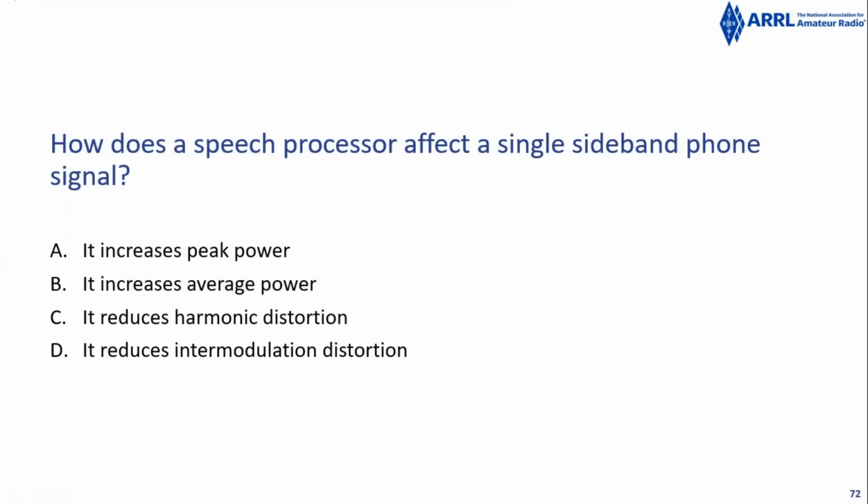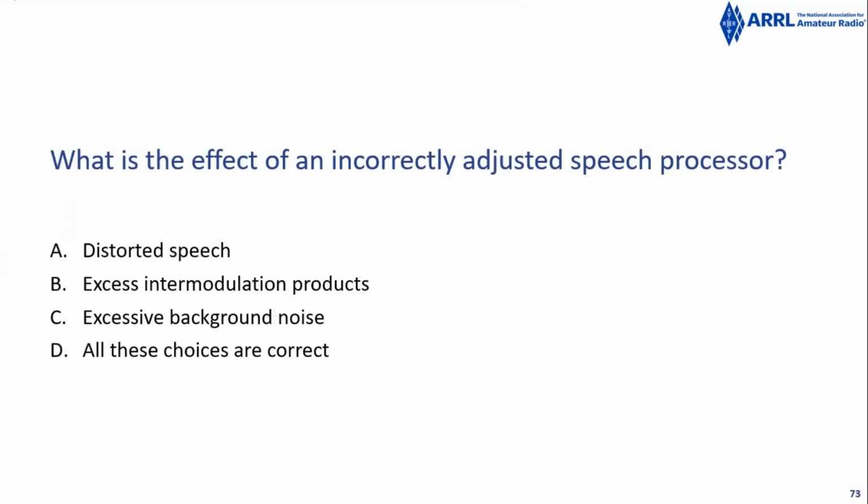How does a speech processor affect a single sideband phone signal? Increases average power, not peak power, but average power. That's the difference. What is the effect of an incorrectly adjusted speech processor? All of those: distorted speech, excess intermodulation. A lot of people have problems with these digital modes, not adjusting their ALC in some of these circuits, and you can really see it on a digital mode. It can cause problems if you overdrive it.